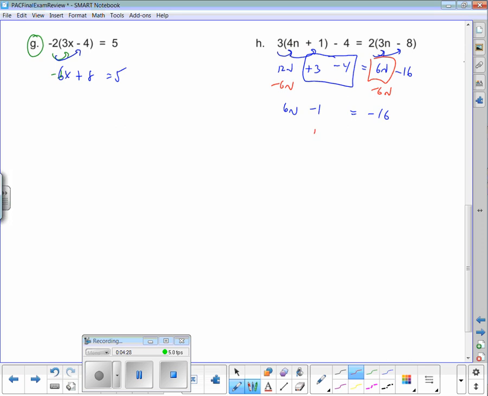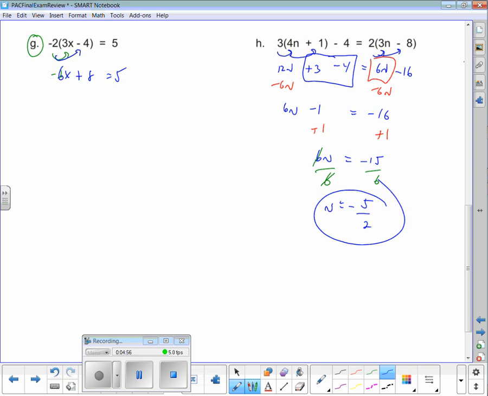Now move things added first. You get 6n equals a -15. And we can do the shortcut of division. And now I'm going to end up with n equals -5 halves, if my brain will want to say that. How many got H correct?